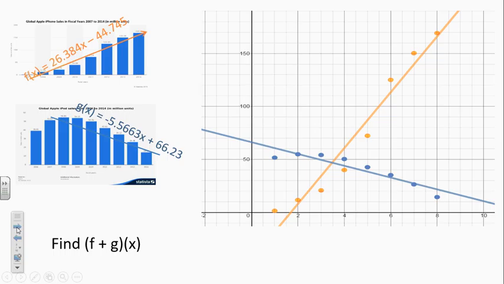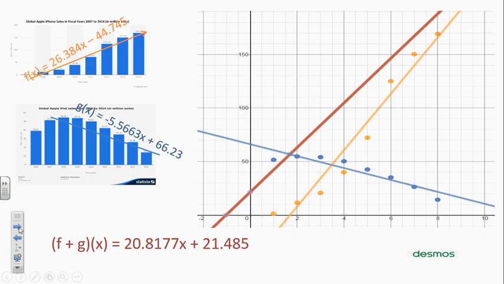So what's happening here is our phone sales are trending upward and our iPod sales are trending downward, right? If we combine these two functions, one function f of x is 23.684x minus 44.745, and the other is g of x, negative 5.5663x plus 66.23. We combine those, watch what happens. There's our combined sales for iPhone and iPod.